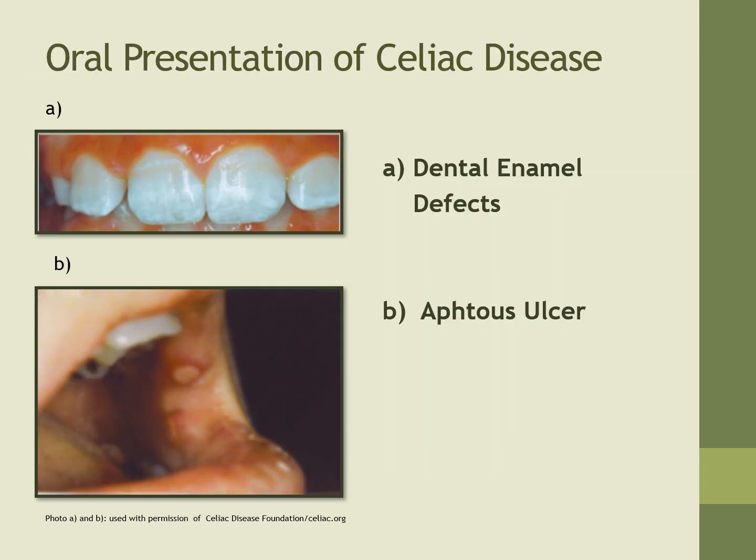Aphthous ulcers and dental enamel defects are the two major oral manifestations of celiac disease. Aphthous ulcers can be severe. They usually resolve with gluten-free diet. Aphthous ulcers can also be seen in other conditions, such as inflammatory bowel disease. Dental enamel defects develop when celiac disease affects children during dental development. In some cases, dental enamel defects can be the only manifestation of celiac disease and should prompt the investigation for celiac disease.